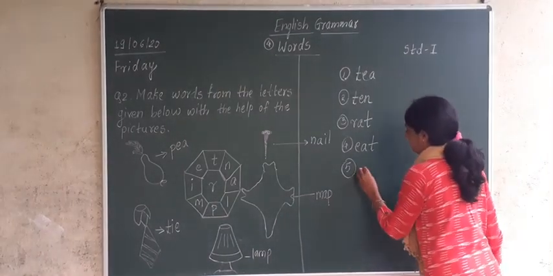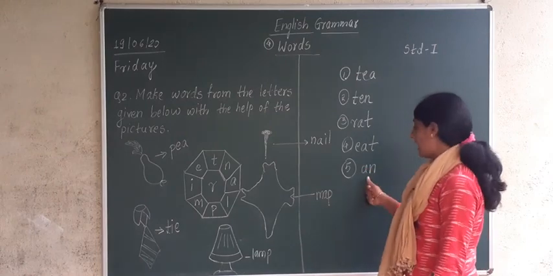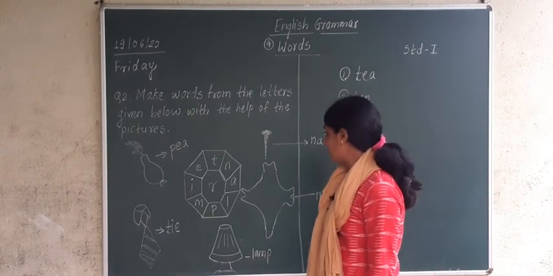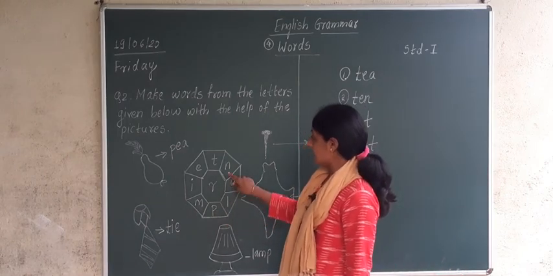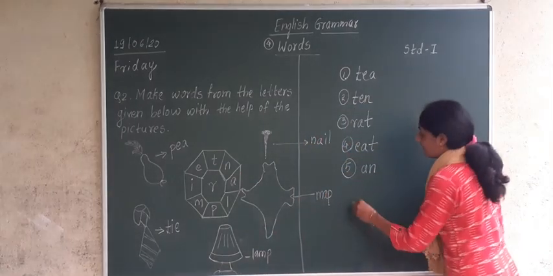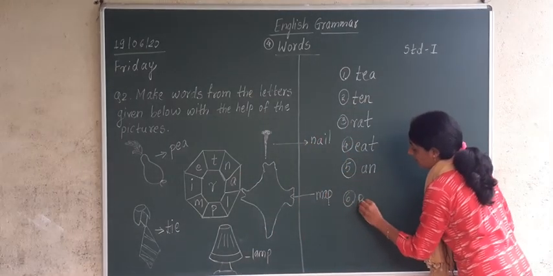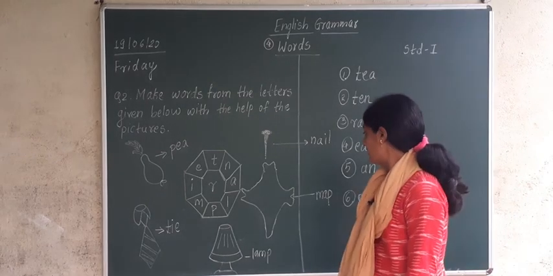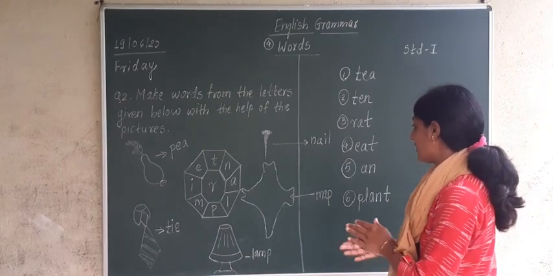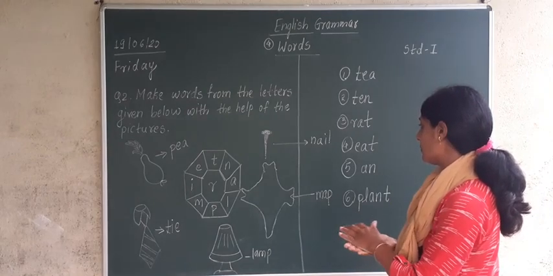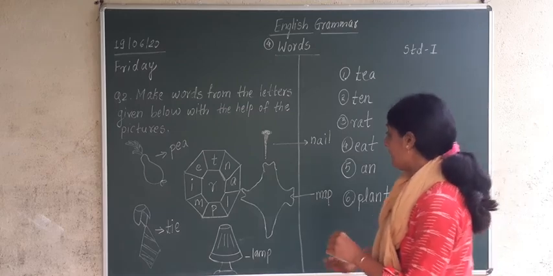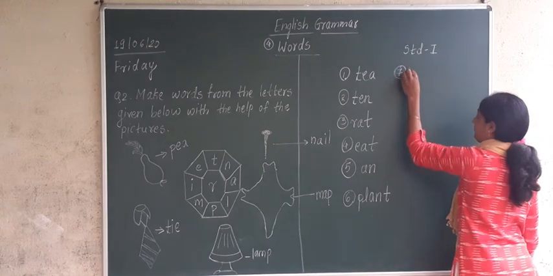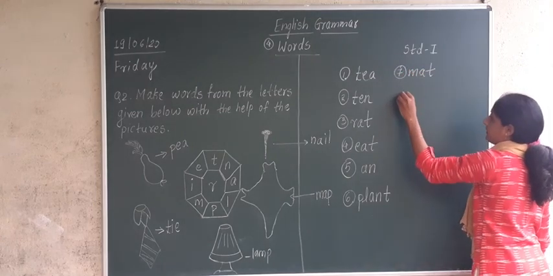A-N, an. It is an article in English, an. More. P-L-A-N-T, plant. Yes, very good. Come on, make some more words. Can you tell any other word? M-A-T, mat. Yes, M-A-T, mat.